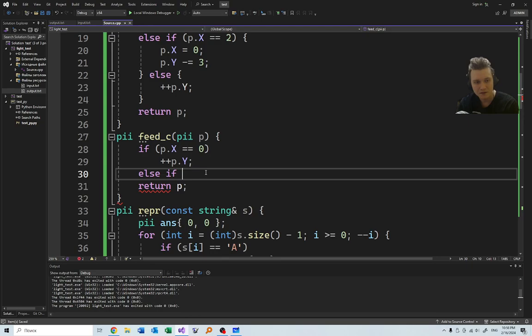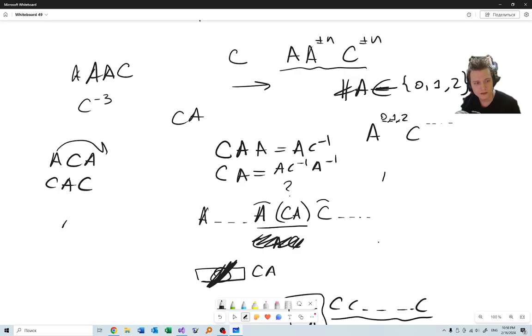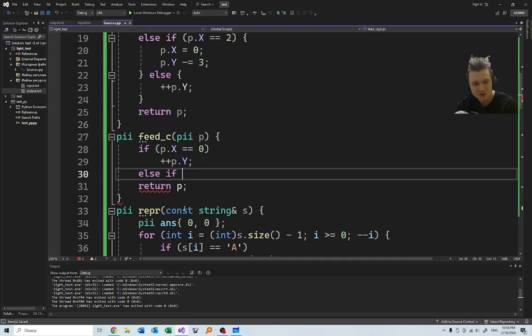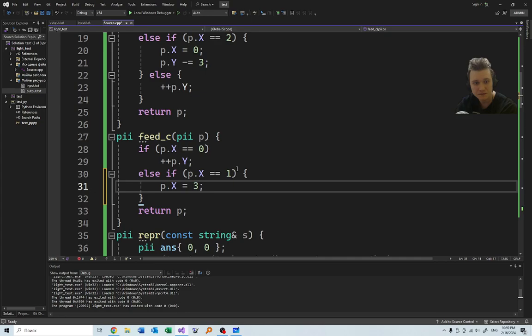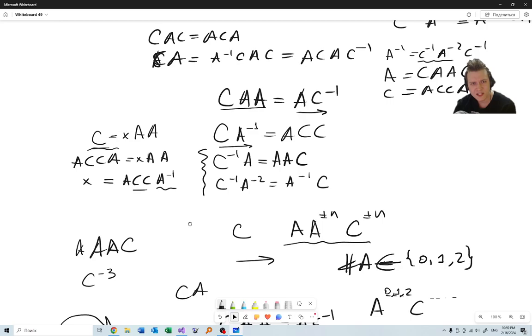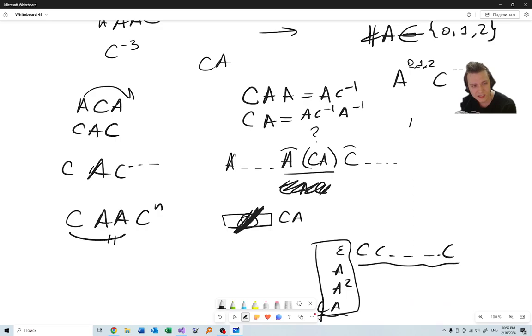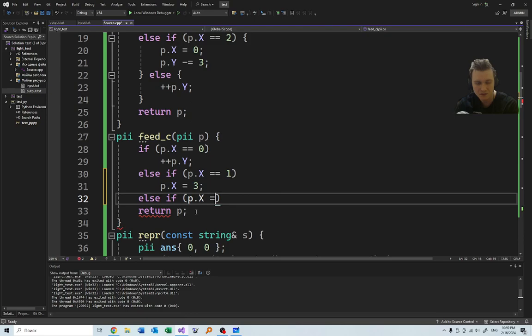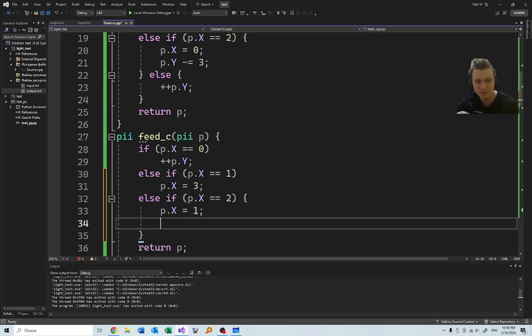Nice. Now we have here several cases. So first of all, if we had A C's and we add a C, then it simply traversed from one to three. And that's it. So we have two more cases. First of all, it's A C to N, and we added a C. What does it mean? So we know that CAA is AC to the minus 1. So if we have p.x equals 2, then it becomes that p.x is 1, but now minus minus p.y.